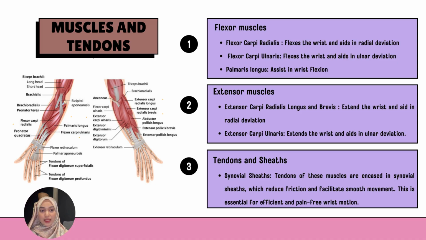Lastly, we move to the tendons and sheath. Tendons of these muscles are encased in synovial sheaths, which reduce friction and facilitate smooth movement. This is essential for efficient and pain-free wrist motion.